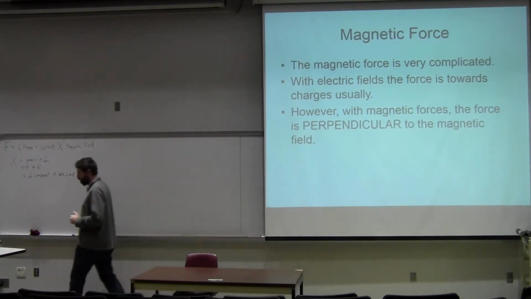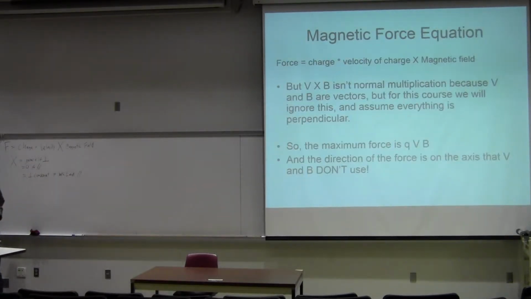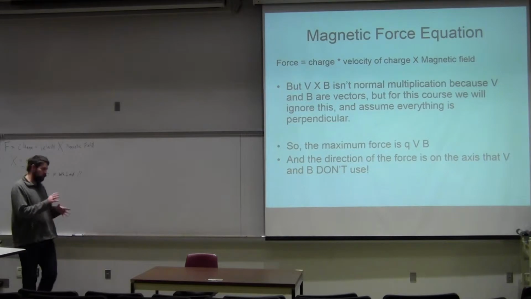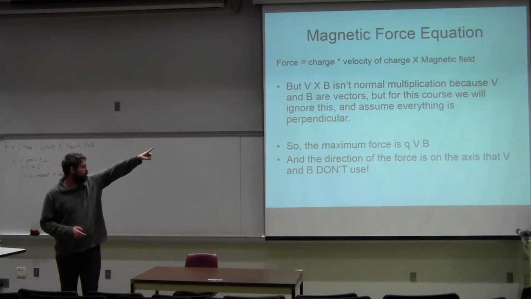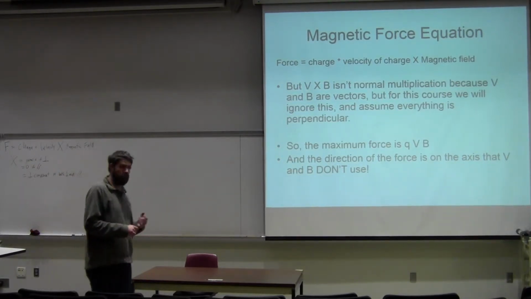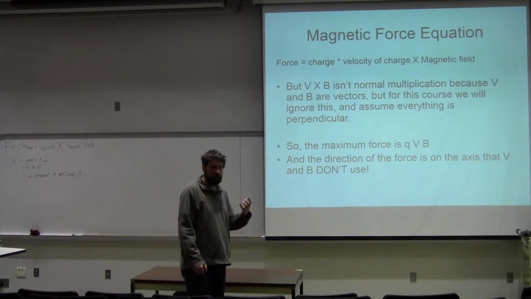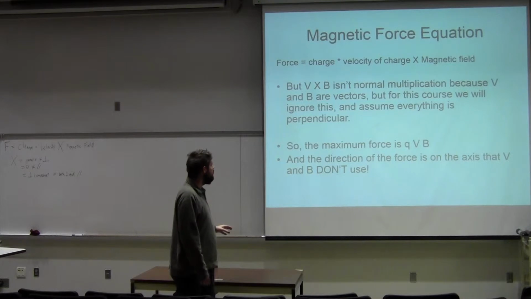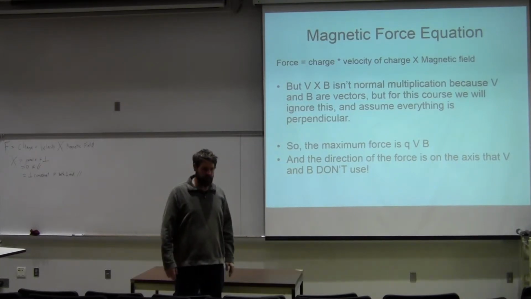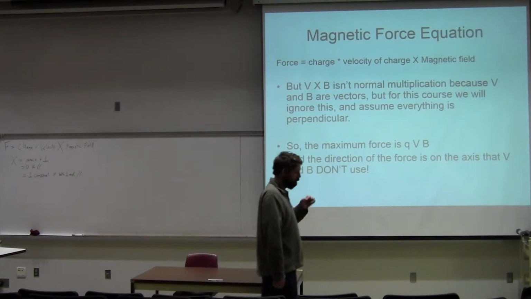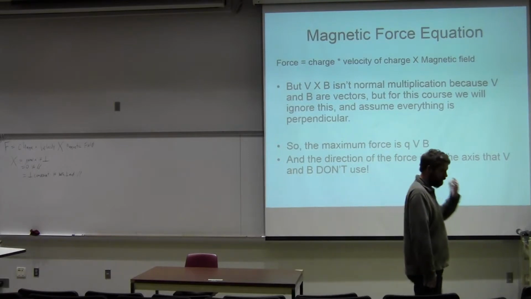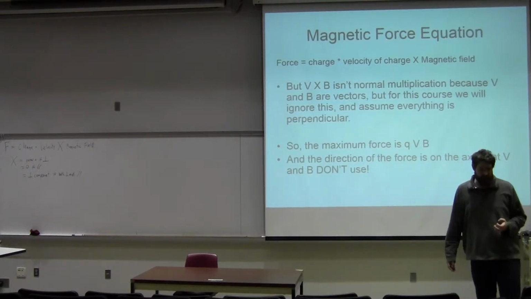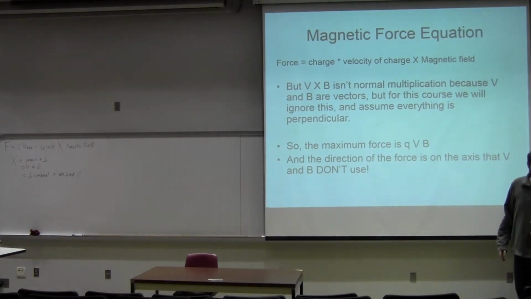Now for the amount of force. This one is sort of straightforward except for that funny big X. So the magnetic force equals the charge times its velocity. This is a normal multiplication. X, the magnetic field. Now this big giant X is not a normal multiplication. Those with advanced mathematics will recognize it for what it really is. I'm not going to say what it is because we don't do that much math.